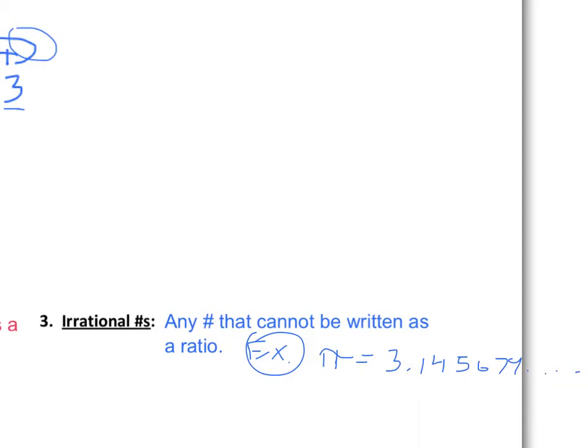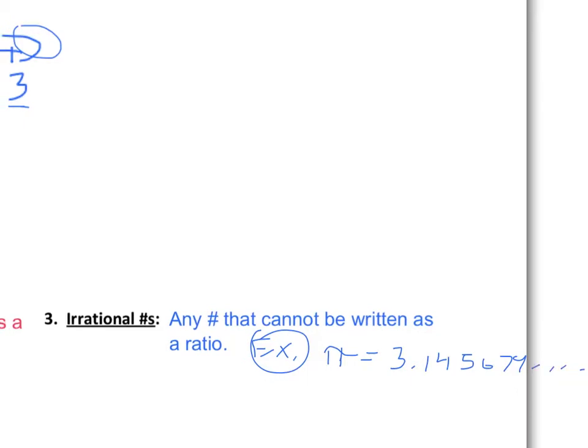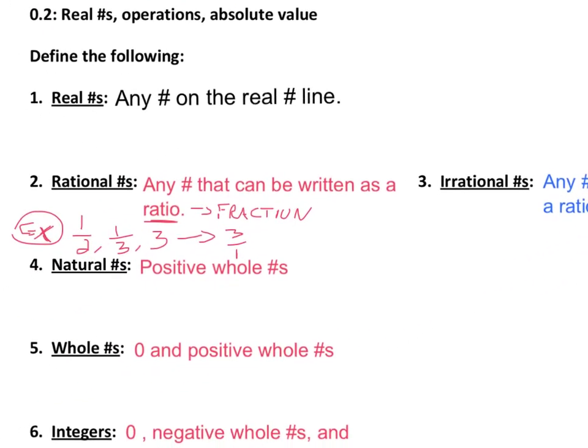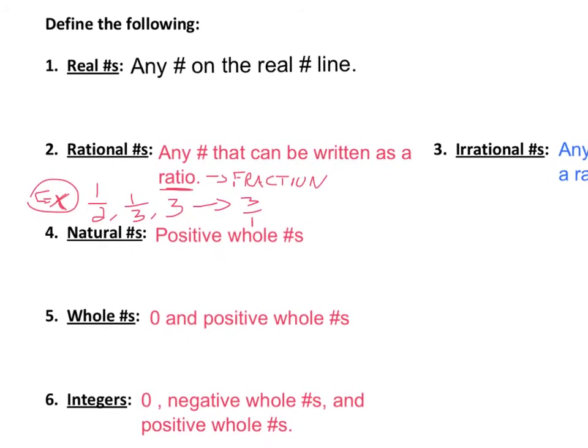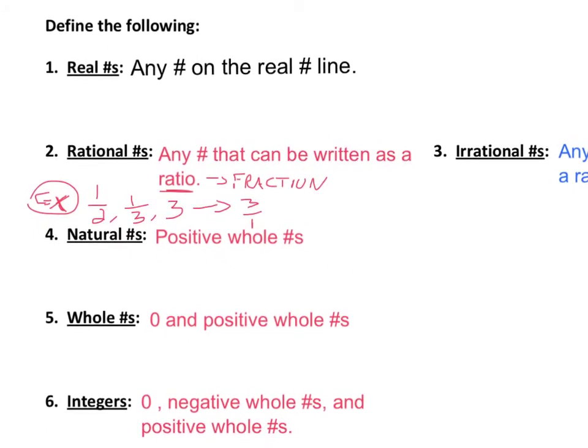Okay, then the last couple definitions. If you look at 4, 5, and 6, I have them all written in red, and they're underneath rational numbers. So natural numbers, whole numbers, and integers, these are subsets of rational numbers. Okay, so natural numbers, these are just positive whole numbers. These definitions are real straightforward. So positive whole numbers, well, that's easy.